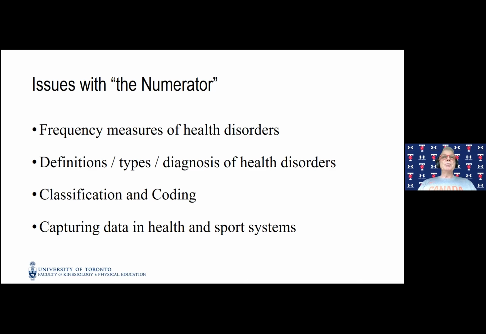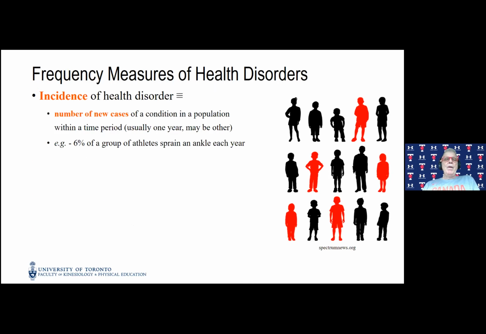Well, the numerator is a measure of the frequency of health disorders, and I want to talk about what that means, but especially not so much frequency measures, which you people are probably familiar with already, but exactly how do we decide when we say, okay, you have this problem? How do you diagnose a disorder? How do you classify it or code it? And how are those captured in information systems?